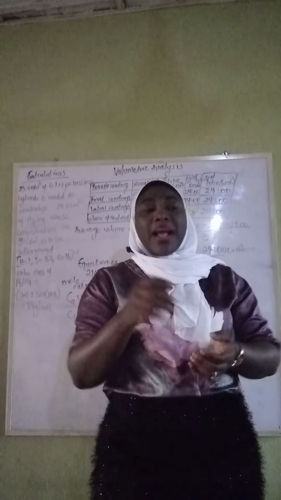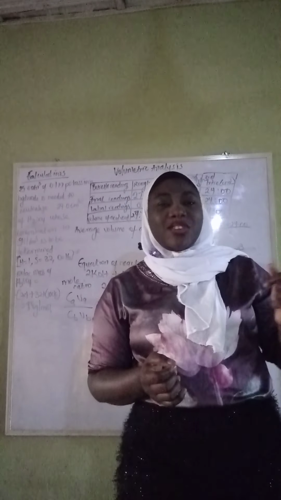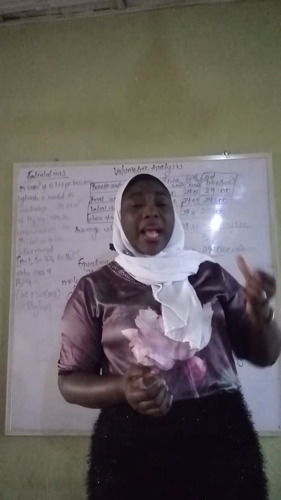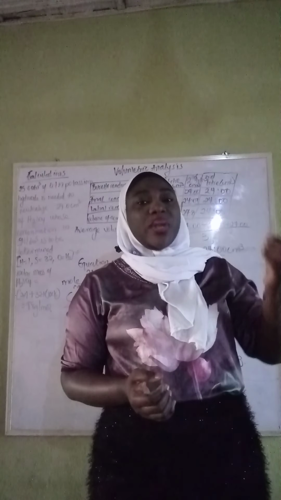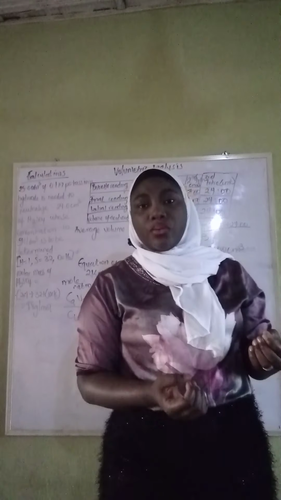After pipetting like 25 cm cube of your base into a conical flask, you add like 2 drops of methyl orange. Now you start titrating. How do you titrate? You release the valve where you have poured the acid inside the burette. When you release this valve, the acid starts dropping into the conical flask.